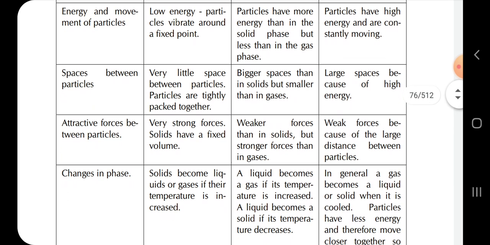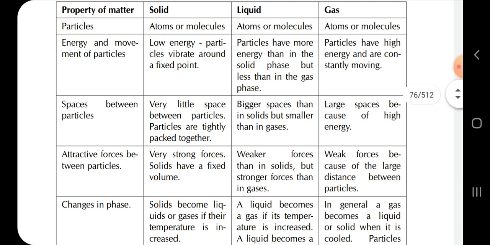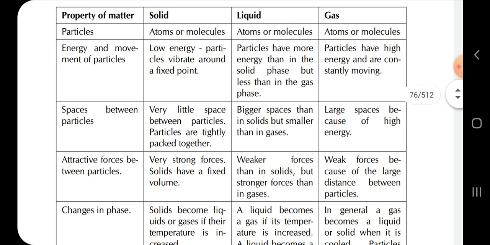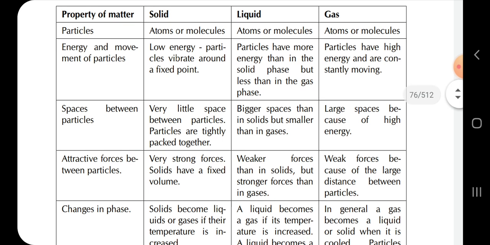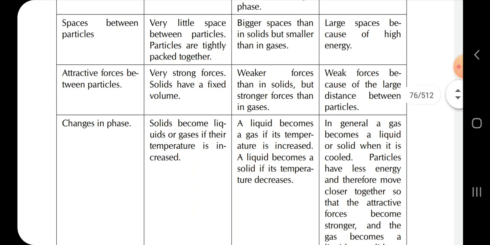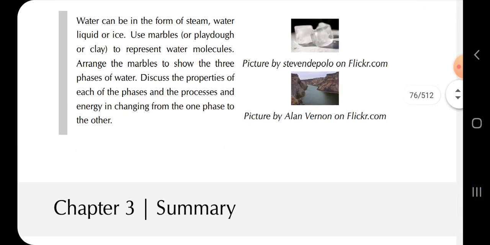And then in the gas phase, particles have a high energy and are constantly moving. So space between particles: very little space between particles in solid. Particles are tightly packed together, and then in liquid there is a bigger space than in solid. That is how you do it. And then we do attraction forces between the particles. They are very strong in solid, weaker in liquid, and weak in gas because of the large distance between the particles. And then change in phase. Solid becomes liquid or gas if its temperature is increased. A gas becomes a solid if its temperature is decreased. So that is what you have to know for your tests.